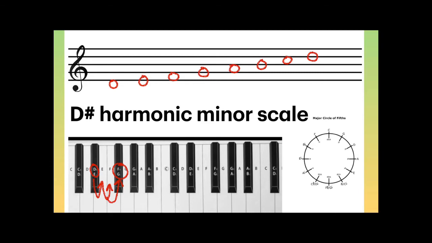Guess what? They both exist on our major circle of fifths. So which one do we choose? This is where we match our accidentals. D sharp harmonic minor is going to have sharps in it, so we need to choose F sharp for our key signature.